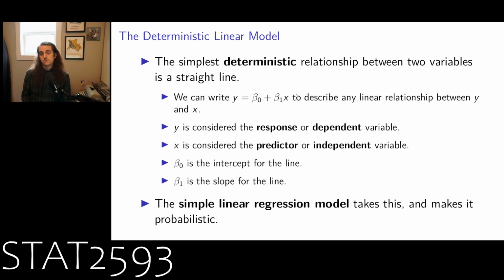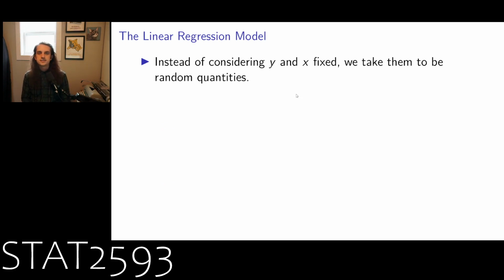The simple linear regression model, the model that we're going to look at, takes this simple deterministic line and makes it into a probabilistic model, right? So instead of assuming that this is exactly the relationship, we're going to add some noise to this. And then we're going to hope that that line captures the behavior quite well. So instead of considering y and x to be fixed, we take them to both be random quantities. If we take y equals beta naught plus beta 1 times x plus epsilon, here we're thinking about y and x both as random variables, and this epsilon term is also going to be a random variable.